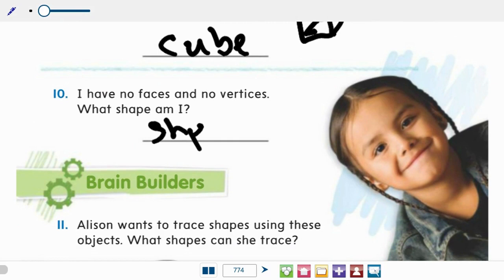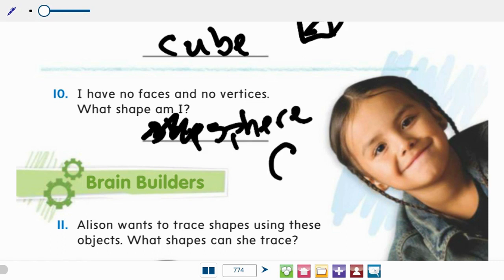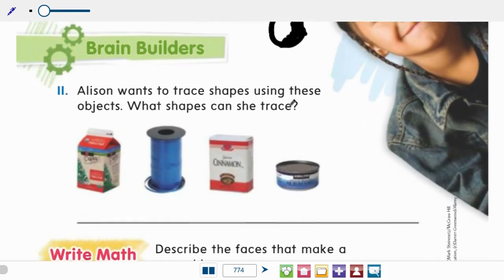I just misspelled it. See? I make errors too. Sphere, sorry. All right. A sphere is like a circle, only it is more like a ball. And so I'm going to try shading. This is not going very well on my Chromebook. But it's a ball. And so there's no vertices and there's no faces because there's no sides to it. So a sphere would be our answer there.